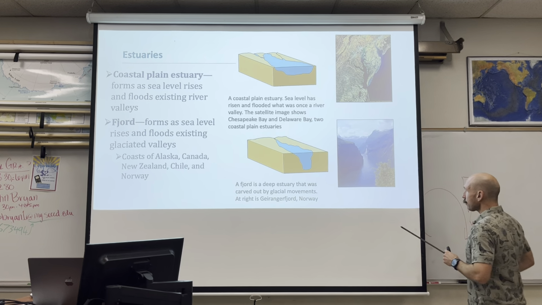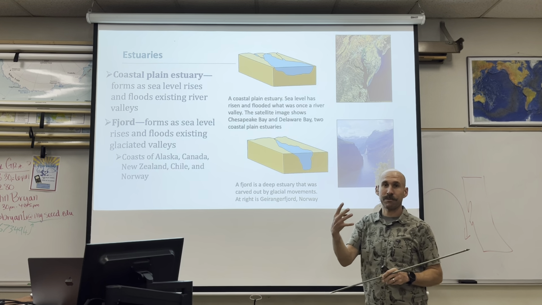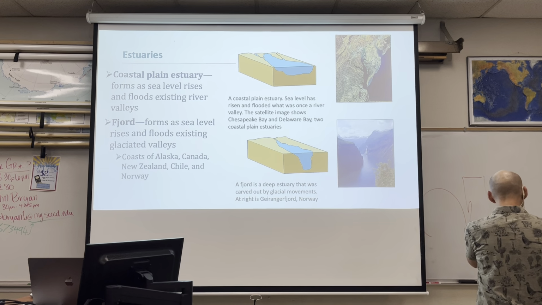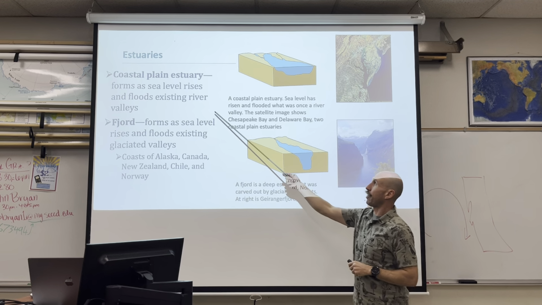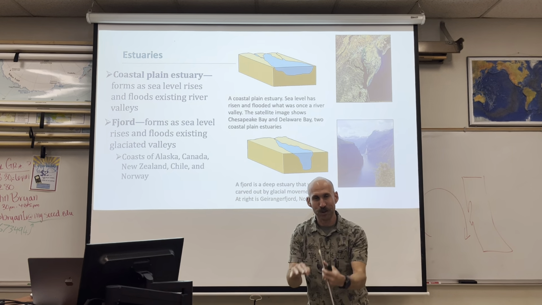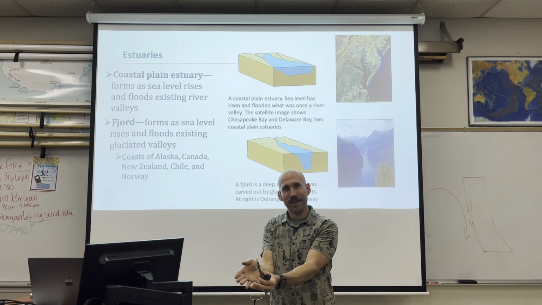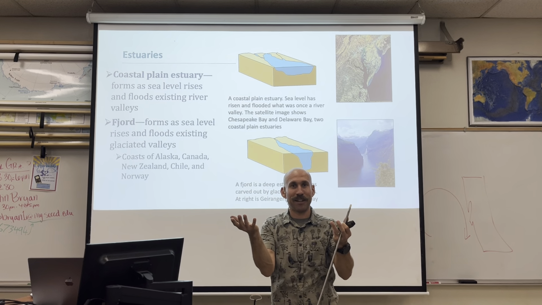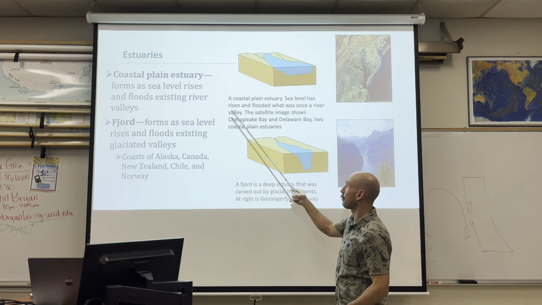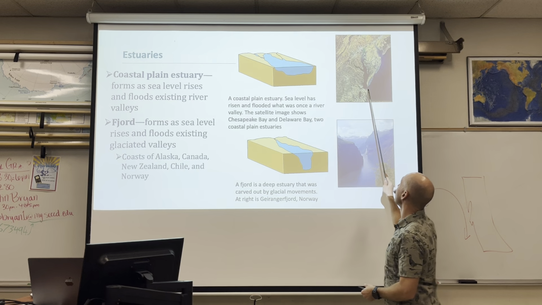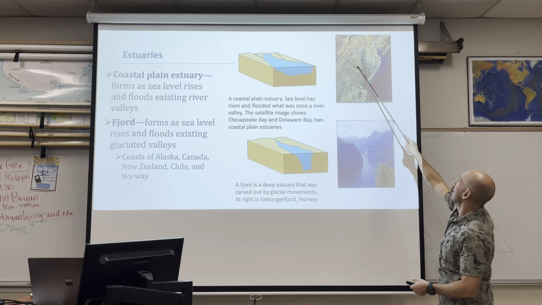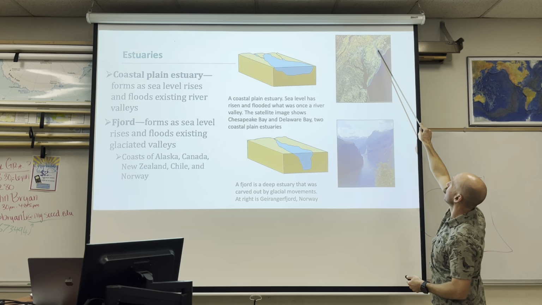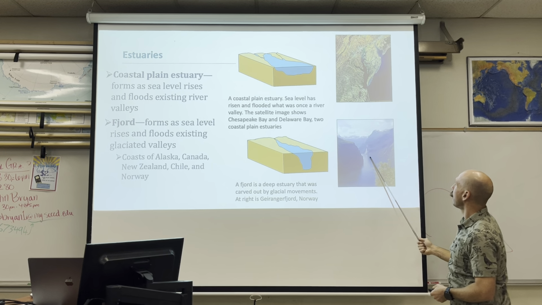So we've got 4 specific types of estuaries. Coastal plain. This is where sea level drops and rivers cut down, forming big valleys, and then sea level rises and it floods those valleys. Very similar to Chesapeake Bay, which we see here. This is a coastal plain estuary. Another one up here, East Coast, got it.